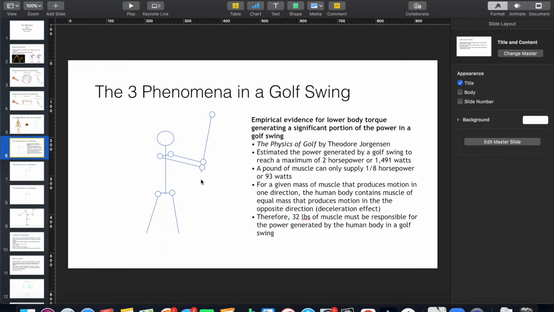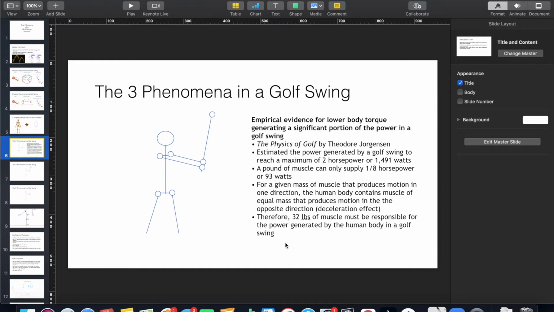So we have torques that are generated in knee extension, hip rotation, shoulder rotation, and then the rotation of the arm around the shoulder, as well as wrist muscles that create torque that counteract gravitational torque during much of the downswing.